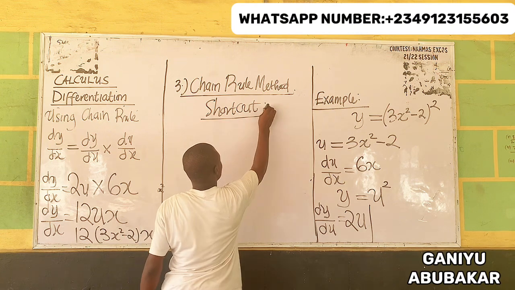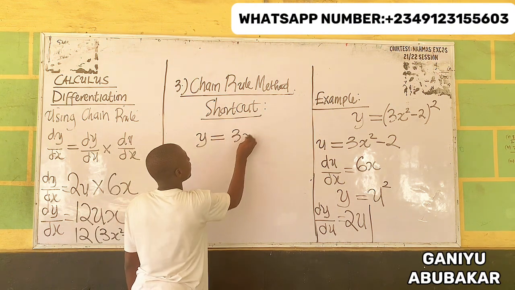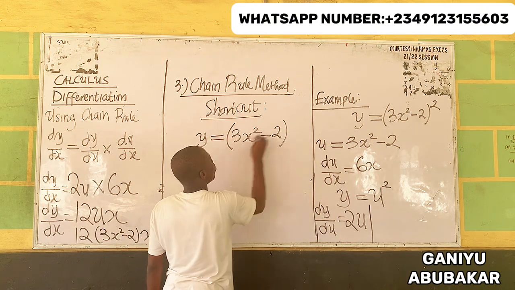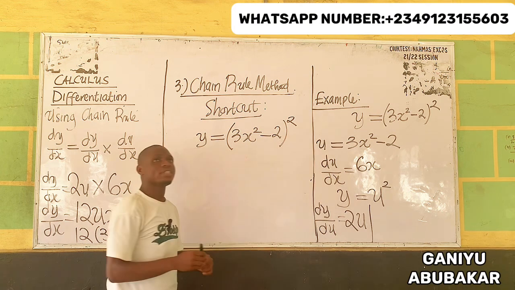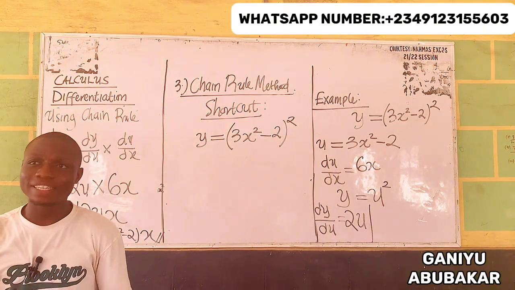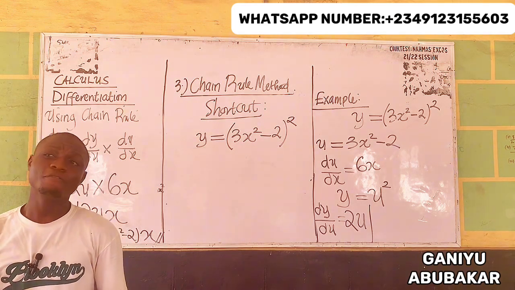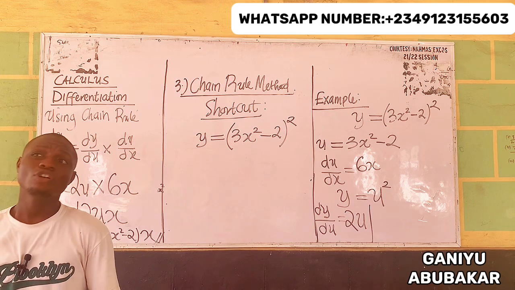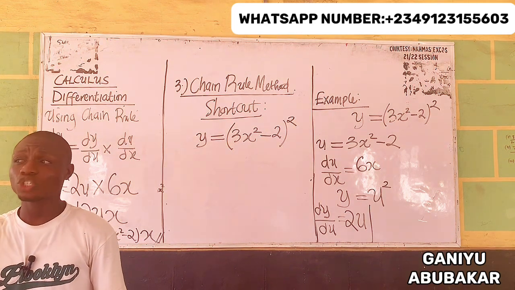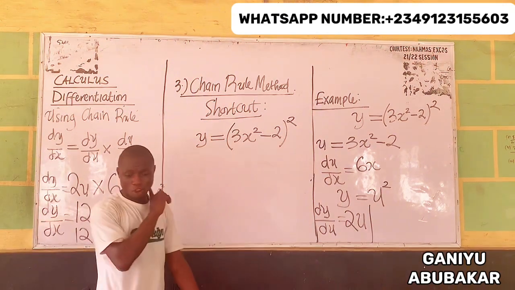Now watch, please. I gave you y is equal to 3x squared minus 2, all to power 2. When it comes to using the shortcut, it's as easy as: first, write out the power. Number 2, differentiate the term in brackets. Number 3, repeat the question. Number 4, subtract 1 from the power. Please copy down.